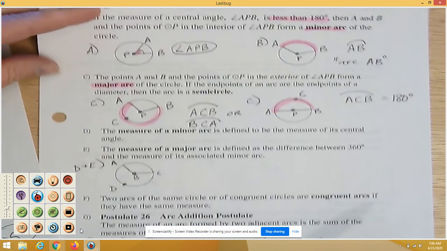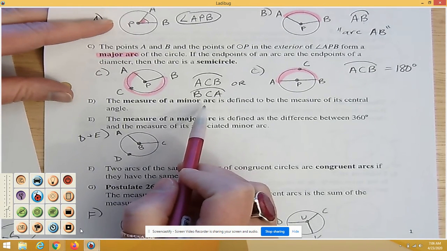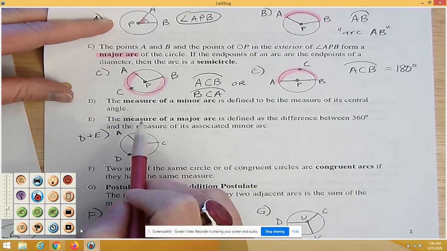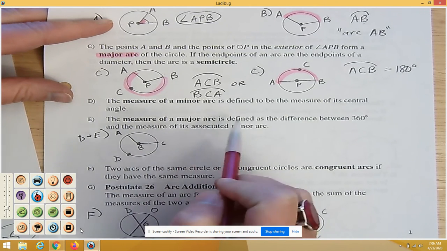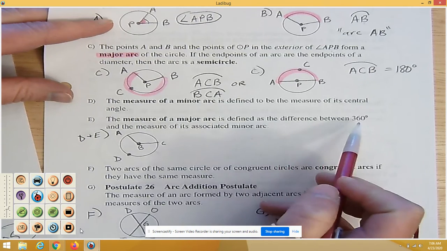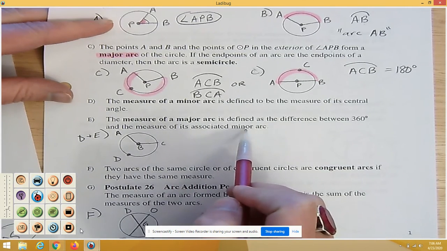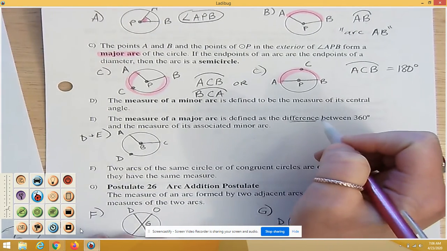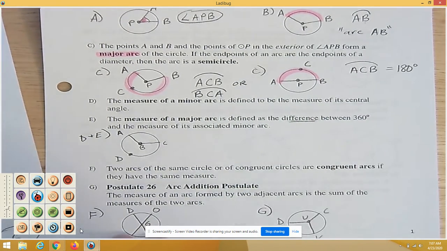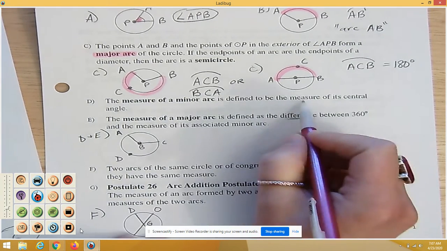In letter D, we start talking about the measure of a minor arc, which is defined to be the measure of its central angle. And then in letter E, the measure of a major arc is defined as the difference between 360 and the measure of its associated minor arc. So this is the difference, which means you'd be subtracting.